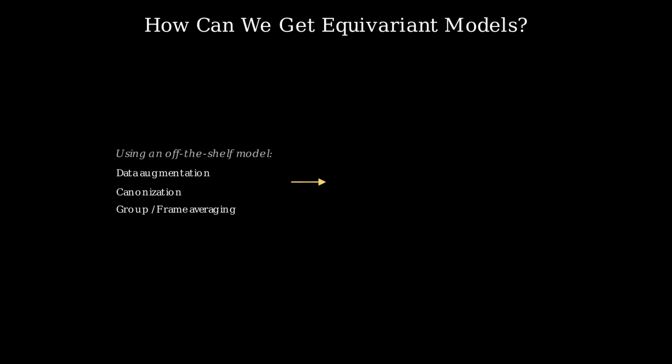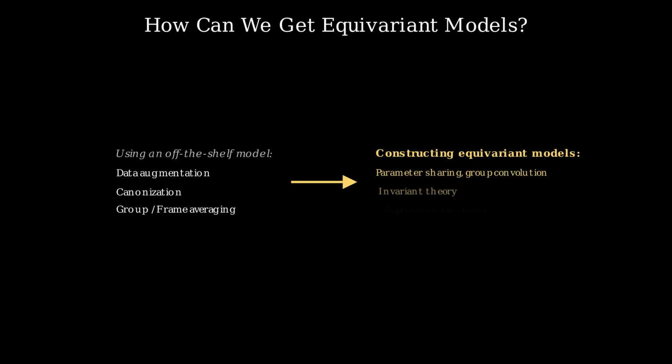We've now covered 3 ways to symmetrize any existing model: data augmentation, canonization, and group or frame averaging. All of these work off the shelf, with no changes to the underlying architecture. But there's a second family. Rather than symmetrizing an existing model, we can construct equivariant layers from scratch using parameter sharing, group convolution, invariant theory, and representation theory. This is what the next part of this tutorial explores.